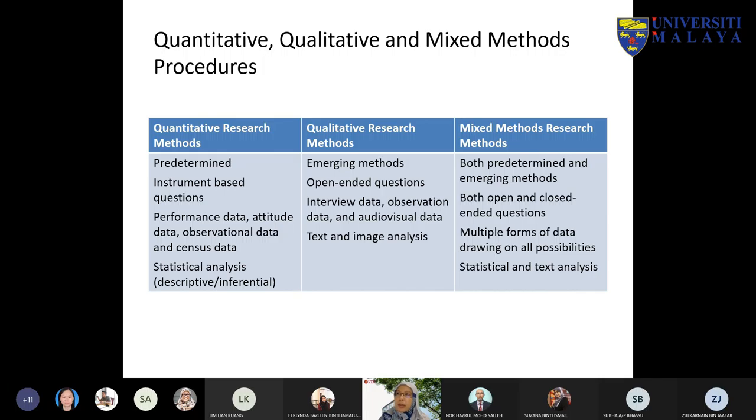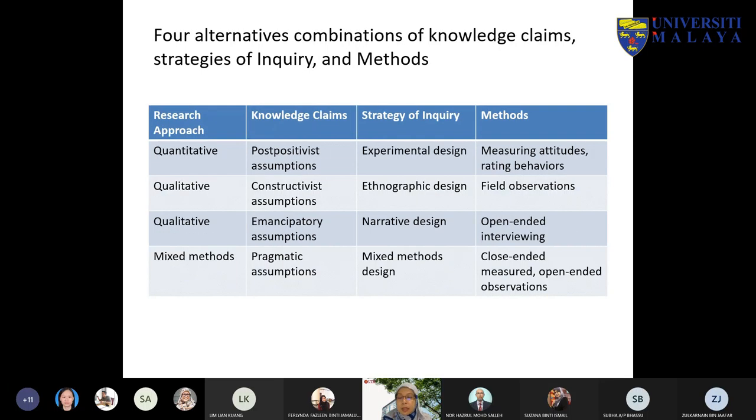Okay, this is all from Creswell: quantitative is predetermined and instrument based, while qualitative is an emerging method. Emerging means you ideally construct it by looking at the appropriateness of the method, based on the needs of your research work. Open-ended questions mean the question has no fixed answer, like an interview. So it could be interview, observation, text, or image analysis. If it's mixed method, it's from both quantitative and qualitative. You can read more from Creswell.